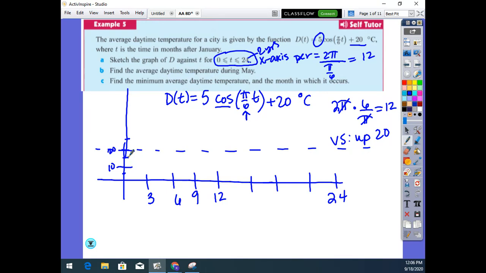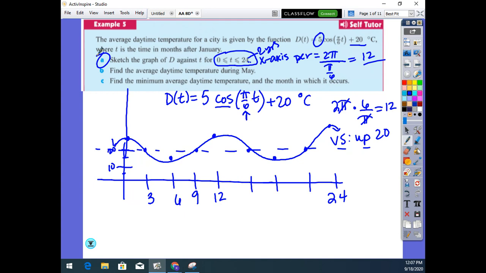Okay, so cosine starts up from the midline and goes to equilibrium, then down, back to equilibrium, 1 full cycle by 12. Then I'm going to do it again so I have my full interval that they want me to show. All right, so that's section A.